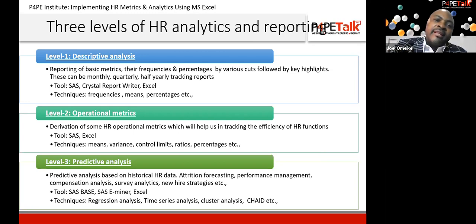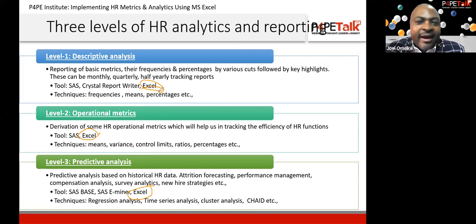You will notice that for these three analytics areas that have been mentioned, the tool that has been consistently mentioned as a tool that can be used is Excel. Can you see? Excel has been mentioned here, here, and here. So on all your analytics, Excel appears to be a very powerful tool, and you can use it to do any of these analytics that you have.